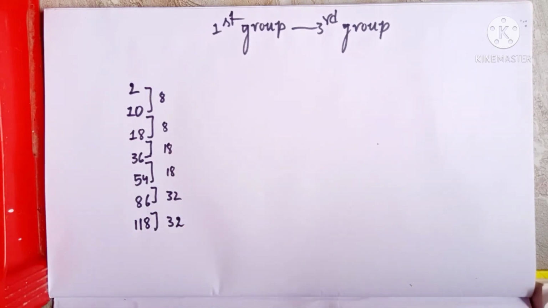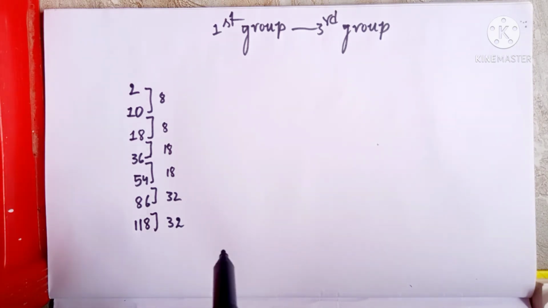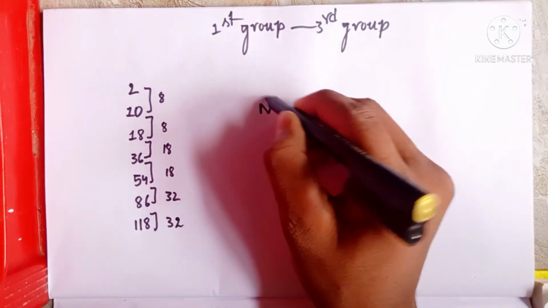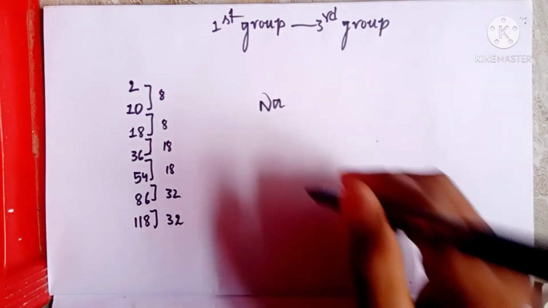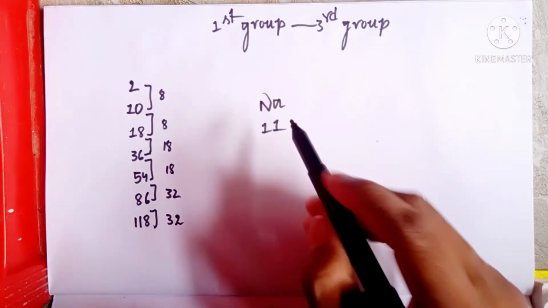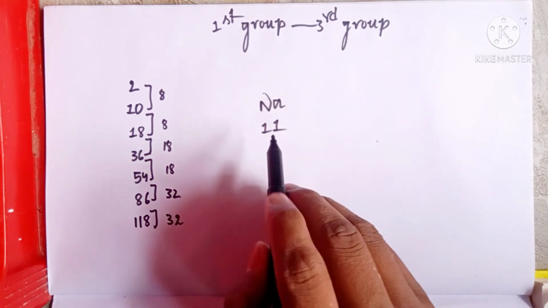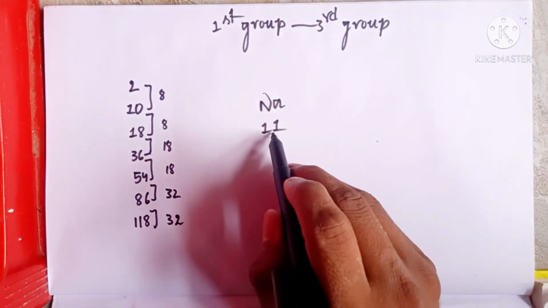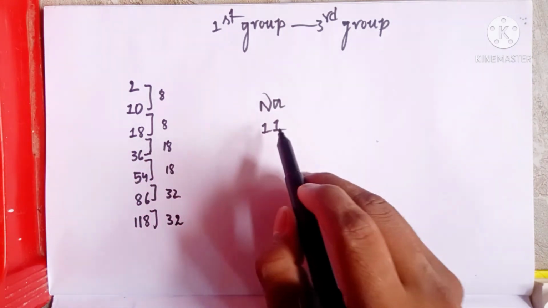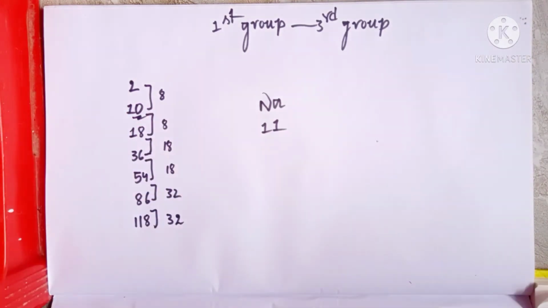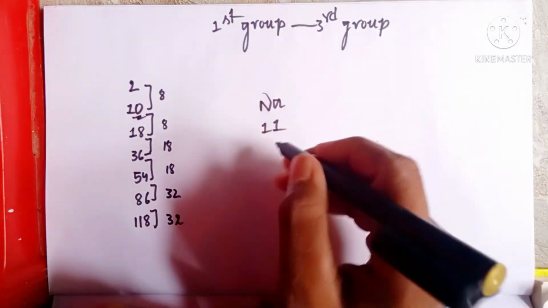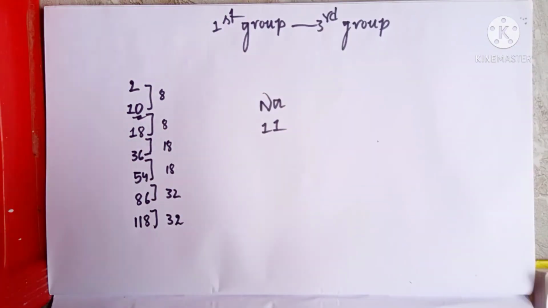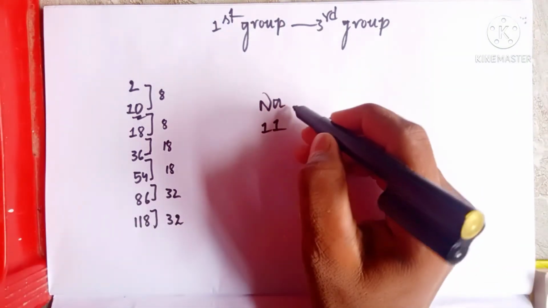Now for an example I am going to take sodium. Its atomic number is 11. Now we need to take a number which is nearer to 11 and which is less than 11, so that is 10. So here, friends, now I am finding the group number of sodium.